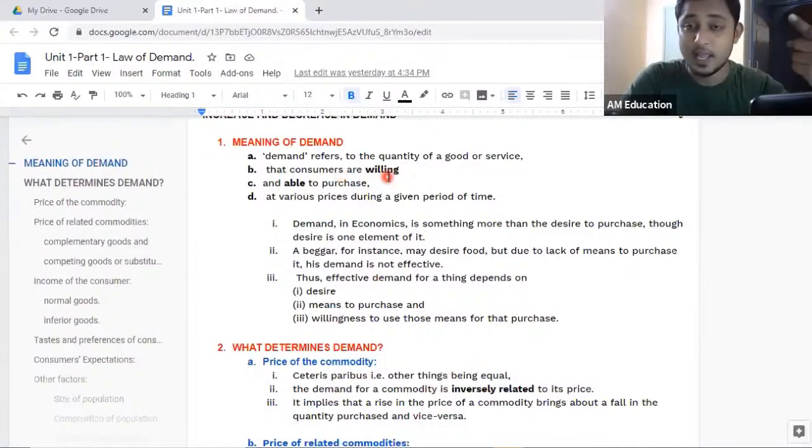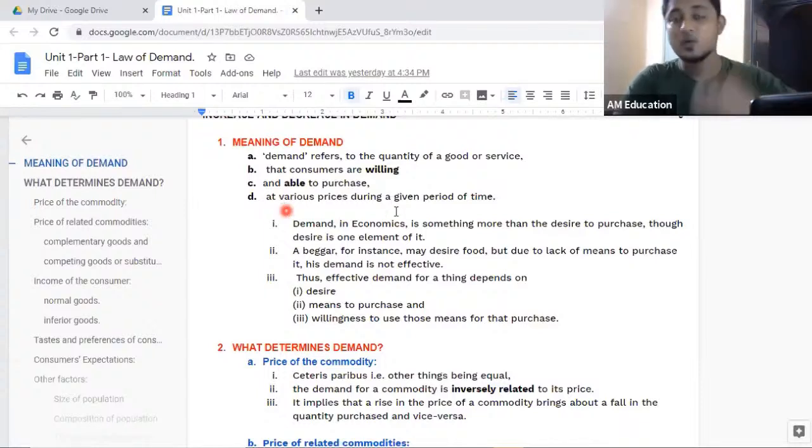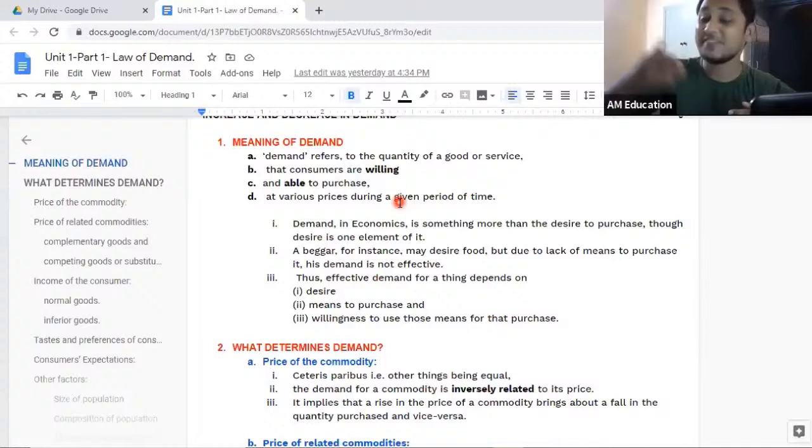So the demand refers to the quantity of a good or service that the consumers are willing, and first thing, they should have the ability to purchase this good or service at various prices during a given period of time. So during a given period of time, it might go through different prices. And at every various price, how many of the consumers are willing and able to purchase the good or service?